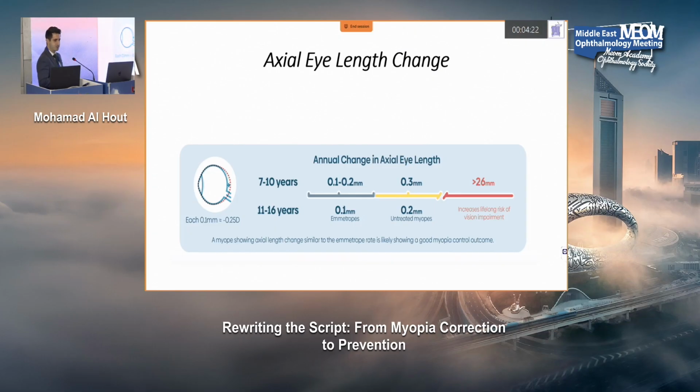So it's very important to talk about axial length change. We all know that diopters are easily measurable, but myopia management is all about axial length control and axial length change. For example, in emmetropes who don't have myopia, the normal axial length change between 7 and 10 years old should be around 0.1 millimeter per year. For myopes, the progression will be faster and the axial length growth will be more than 0.1 to 0.2 millimeter. And it is really important to monitor it and to control it in a timely manner.